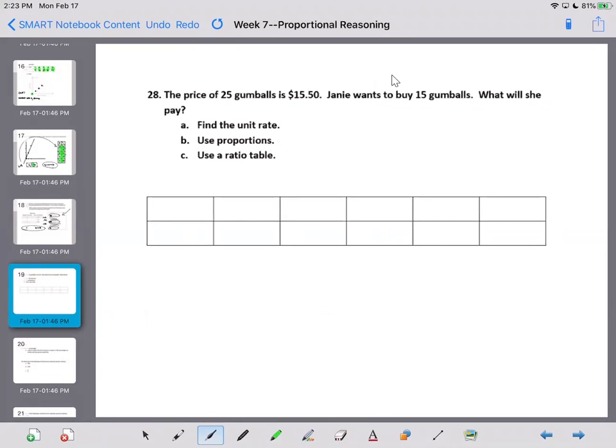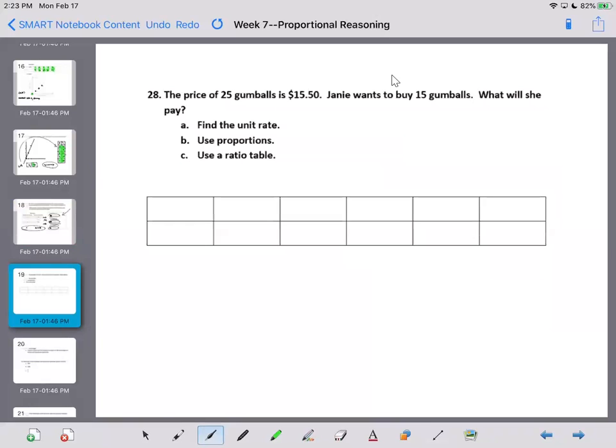So we can also use proportions to help us continue ratio tables and whatnot. So if 25 gumballs cost $15.50, and Janie wants to buy 15 gumballs, what would she pay? Okay.